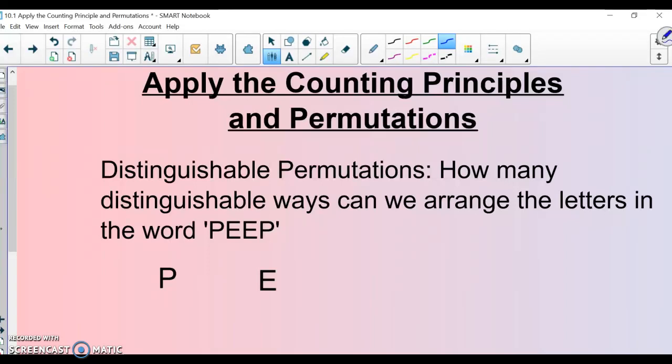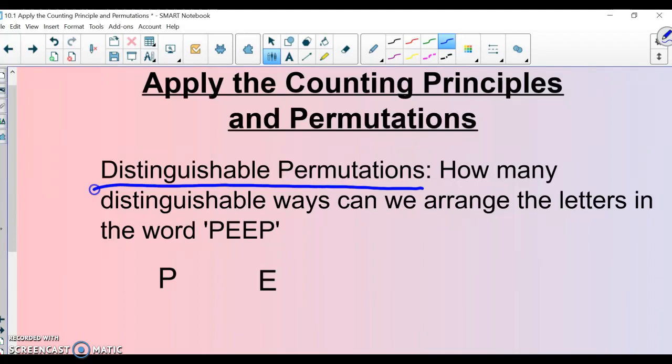So continuing where we left off, we were talking about permutations, and then we talked about the fundamental counting principle. The last one that we're going to talk about is something called distinguishable permutations. Traditionally, the way I'm going to ask this question is always going to be with some word, for example, peep, and I want to know how many ways I can arrange the letters in the word peep. That would be distinguishable, right? I could tell a difference between the two.